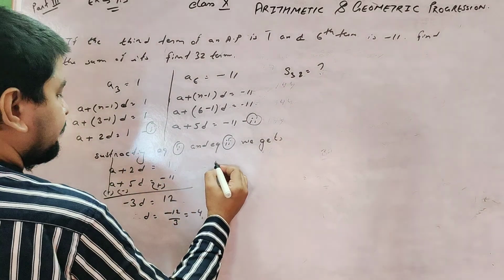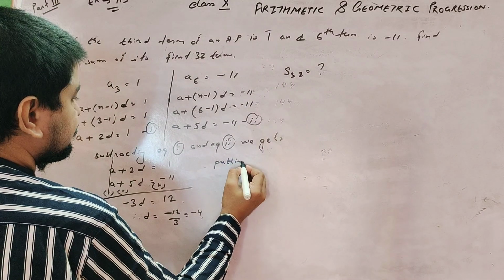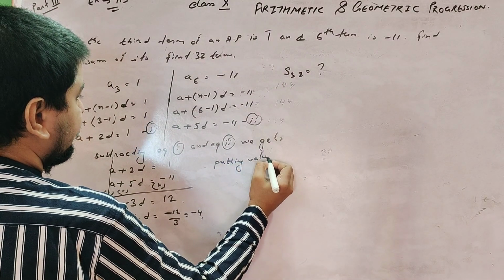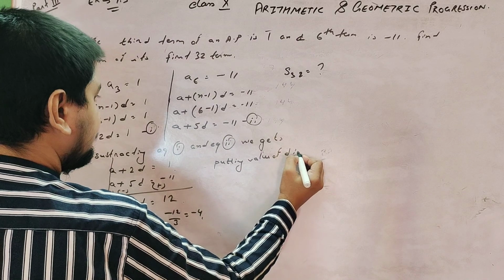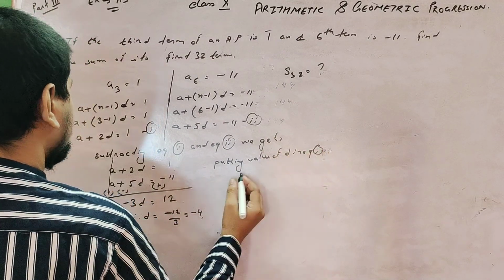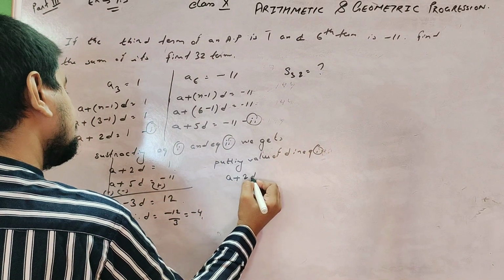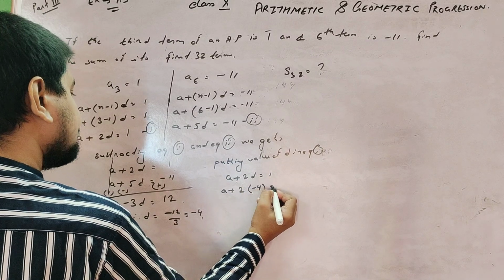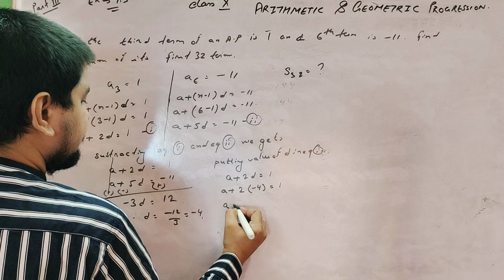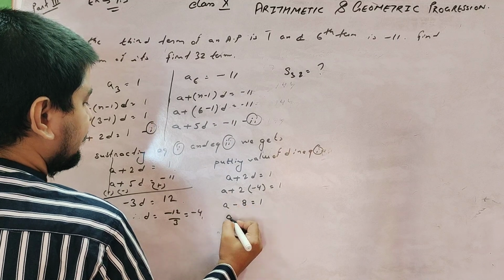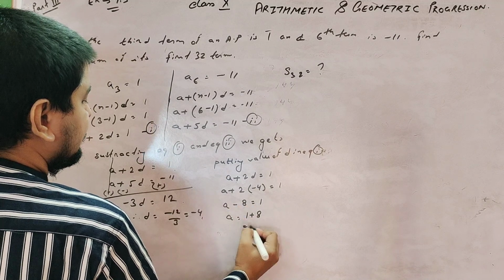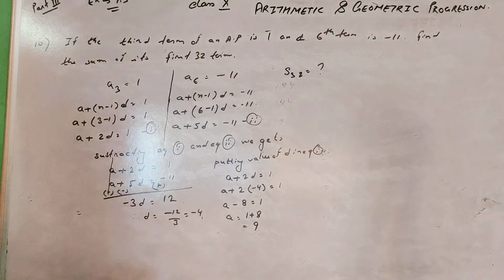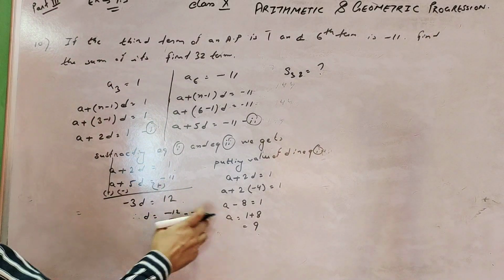Okay, putting the value of d in equation 1. Equation 1 is a plus 2d equals to 1. a plus 2, in place of d write down minus 4, equals to 1. a plus minus 2 4s are 8 is 1. a is 1 plus 8, that is 9. Done. So we found a and d.